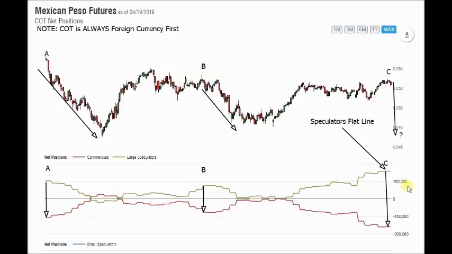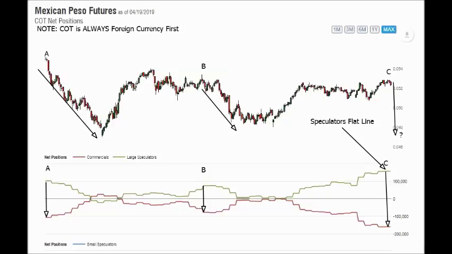They've got their longs, and the buying power looks spent in the peso. Commercials are the same. They flatlined with their shorts. We look at the chart and can see here a bit of resistance. It's going to be support on USD MXN, and now we're looking for a big fall.